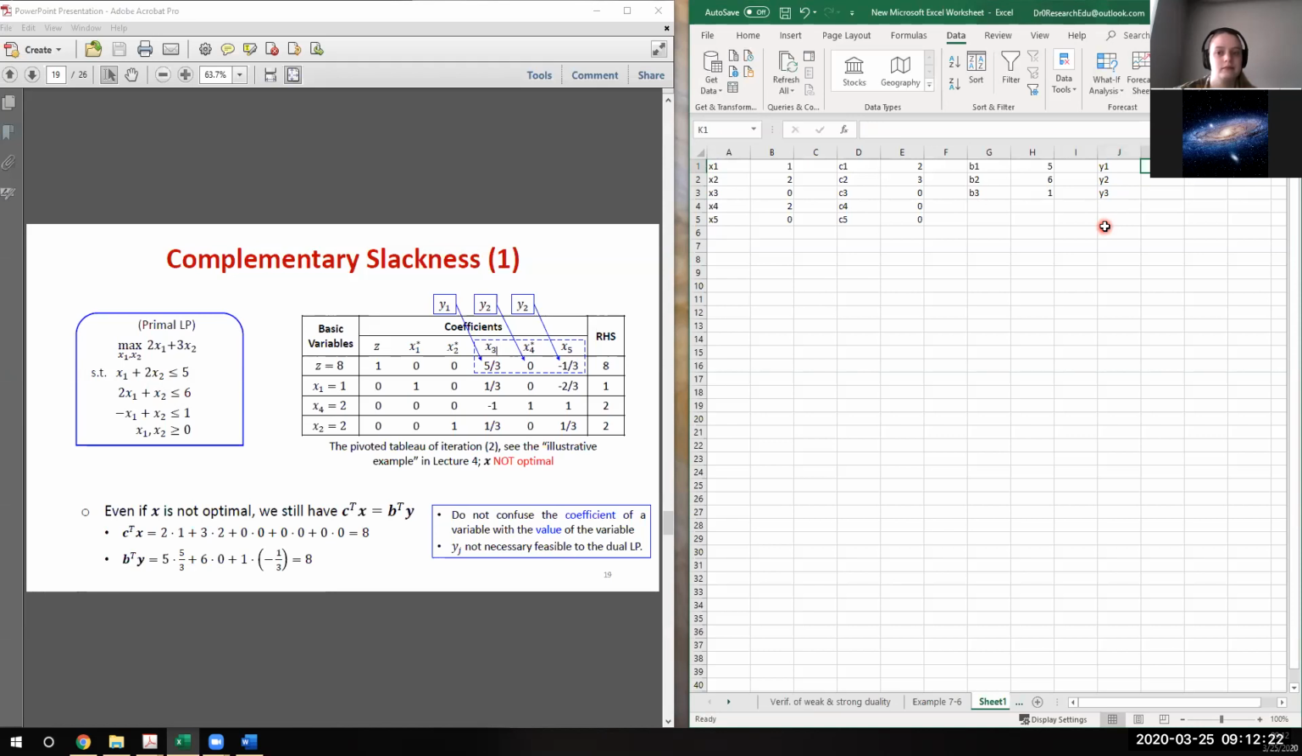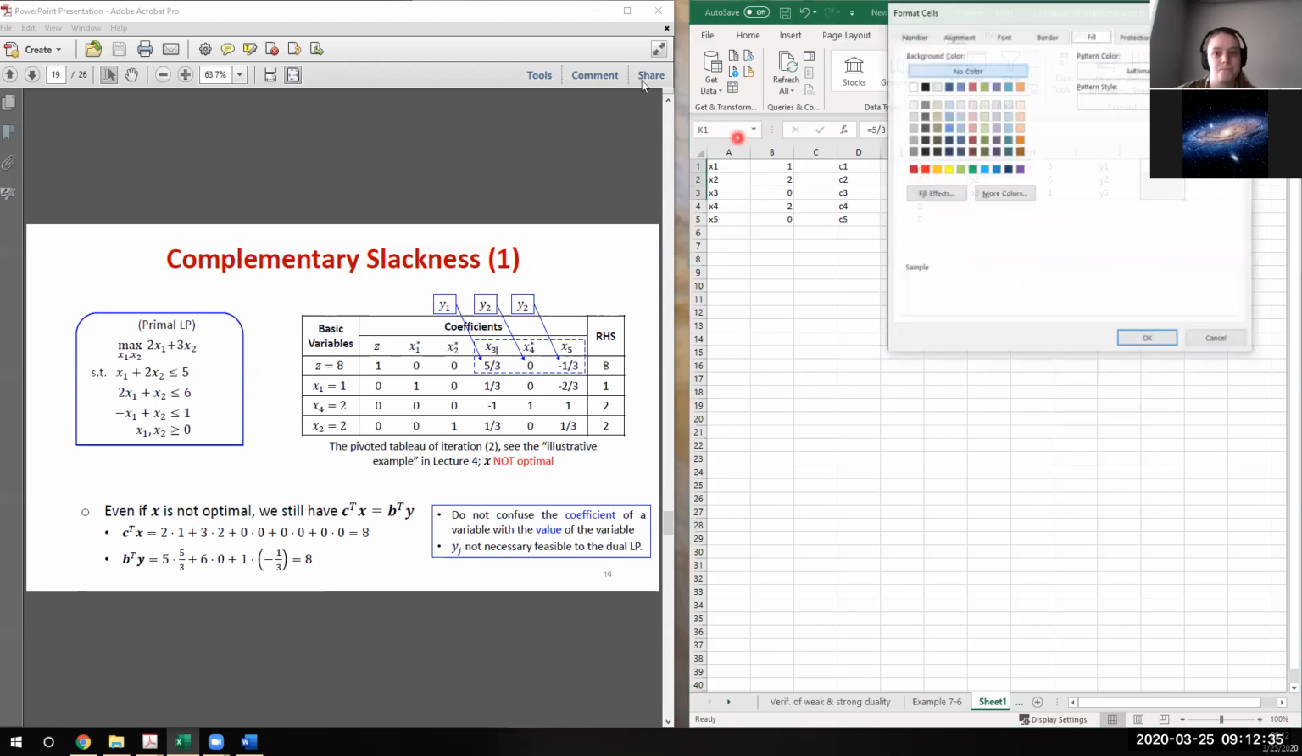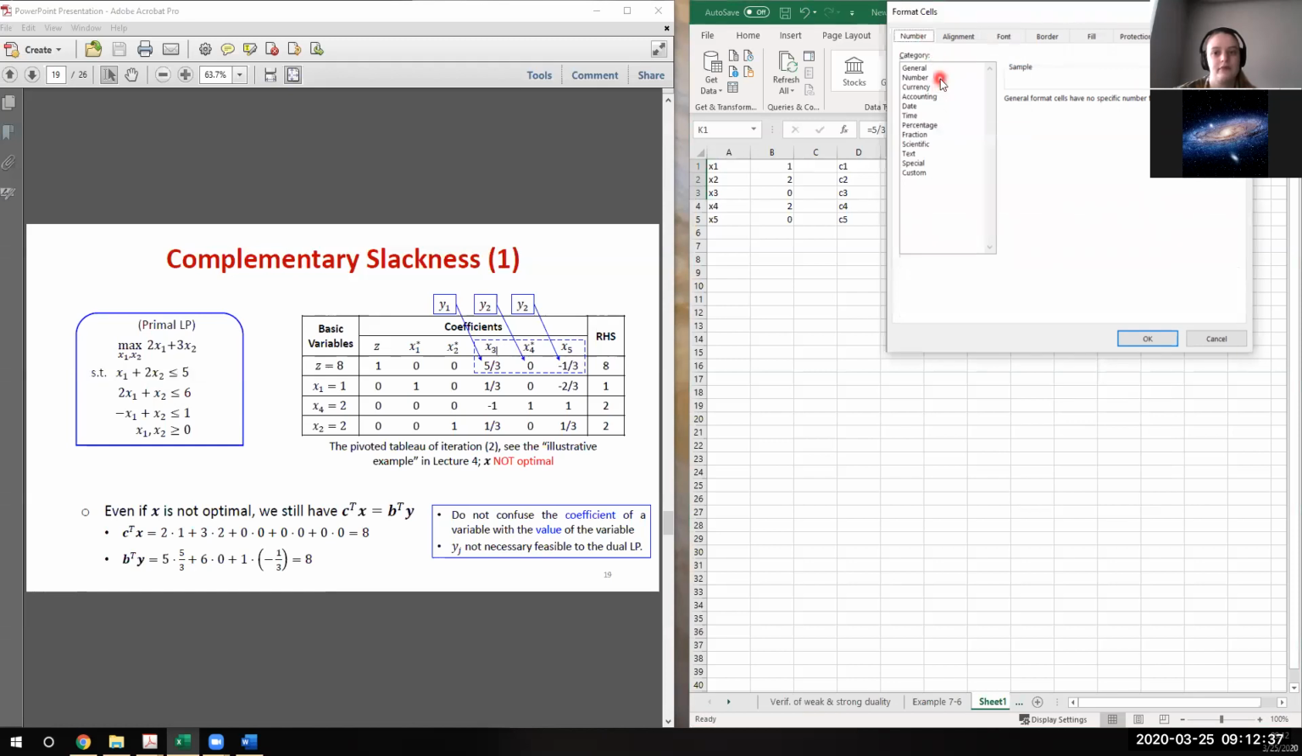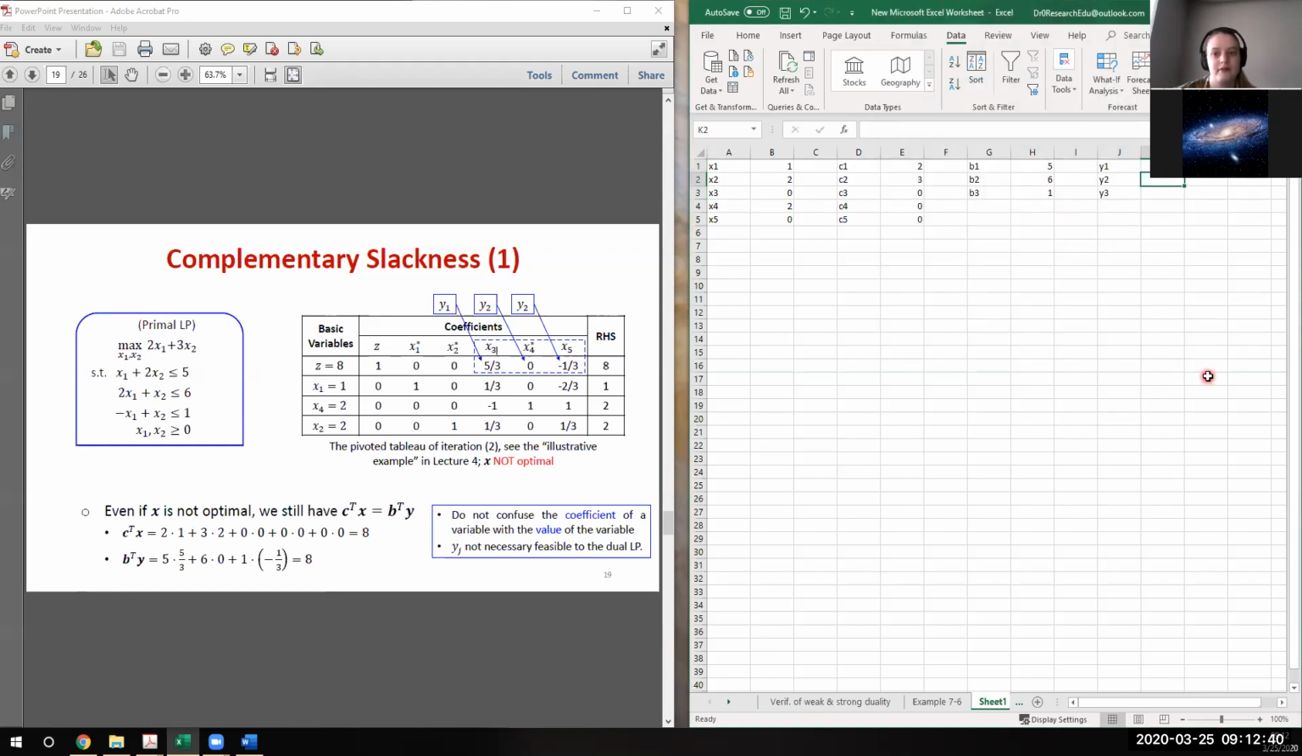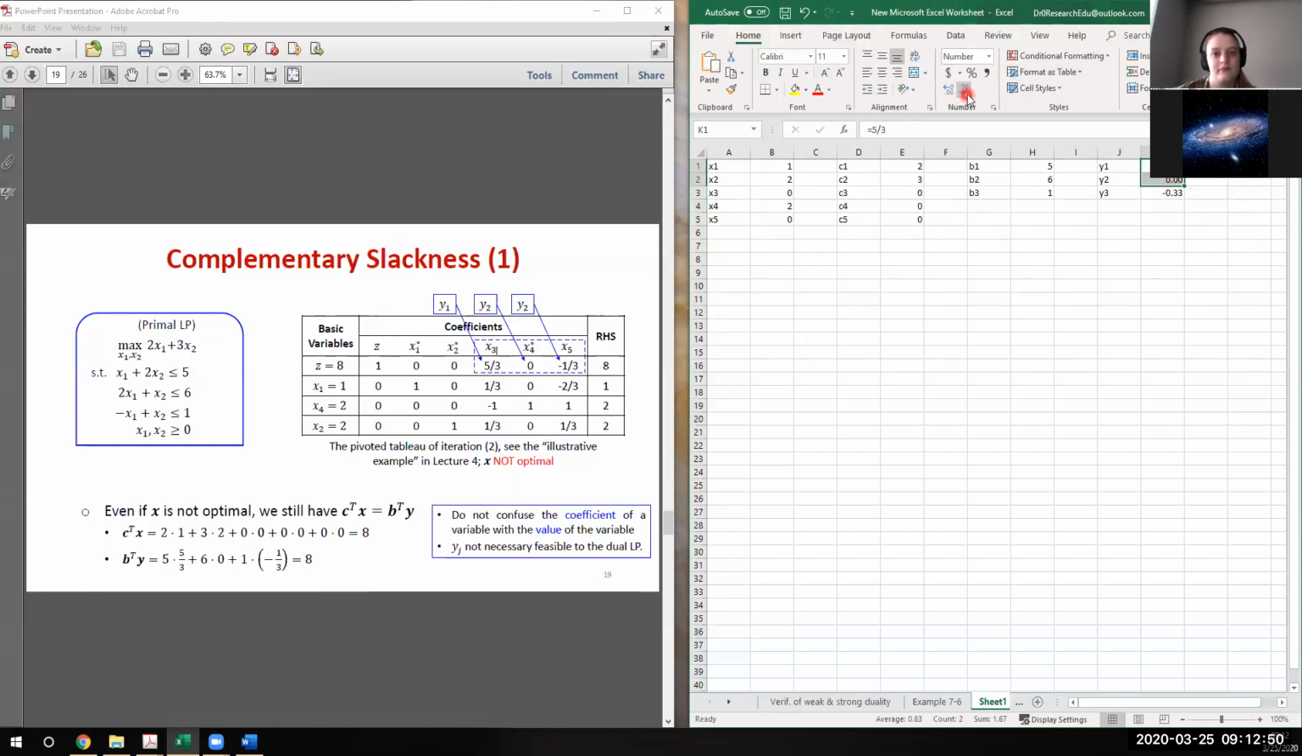So from the table, I know that y1 equals 5/3, and y2 equals 0, and y3 equals -1/3, right? Okay, it's because of the digits. So for example, I can show more digits. Okay. Here we go. So they're indeed 1/3 and 5/3.